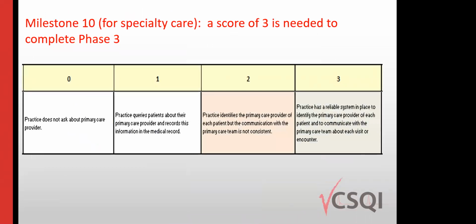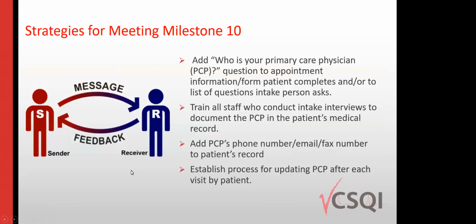So for this scoring, a score of a 0 would mean that the practice does not ask about the primary care provider. And it scales up to a 3, where the practice has a reliable system in place to identify the primary care provider of each patient and to communicate with each primary care team about each visit or encounter. And in between, there's a 1 and 2 that are different variations between nothing in place and achieving the milestone. So in this regard, let's talk about a couple of different strategies we can use.